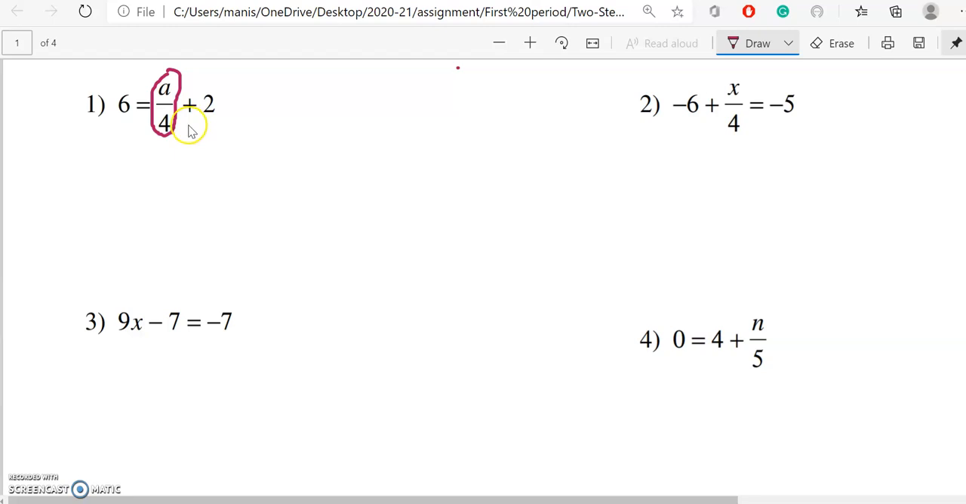What is the opposite of plus sign? Good, subtraction sign. So plus 2 minus 2 will give you 0, and 6 minus 2 will give you 4. And I will bring this down.